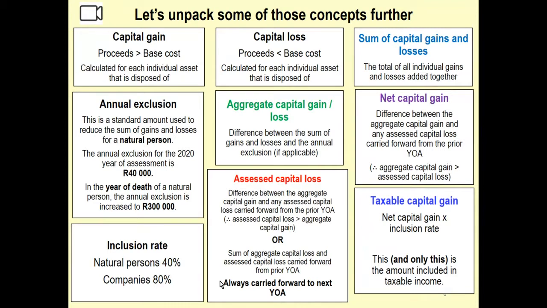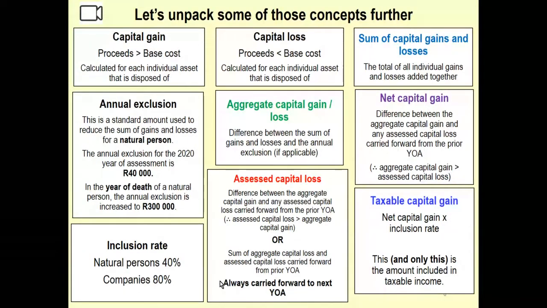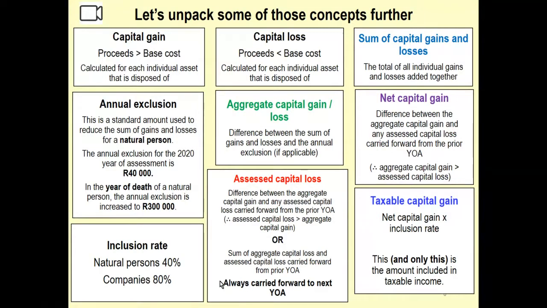Just on the annual exclusion, in general, for natural persons, it's 40,000 Rand, and that 40,000 Rand has remained stable for the last 5 years or so, so we haven't had changes in that. The only time that that 40,000 Rand will change is in the year of death of a natural person. In the year of death, that annual exclusion goes up to 300,000 Rand.